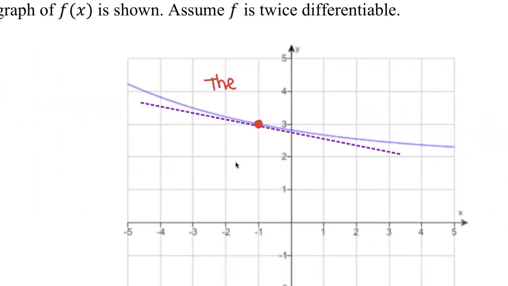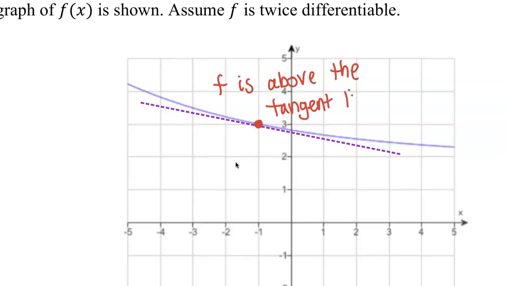The graph, I'll say f is above the purple tangent line at x equals -1. So this graph is definitely concave up.